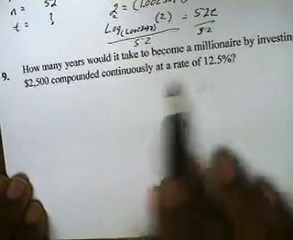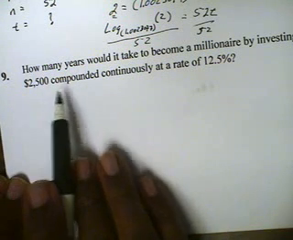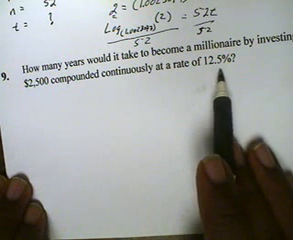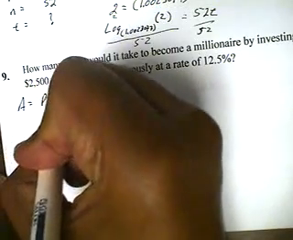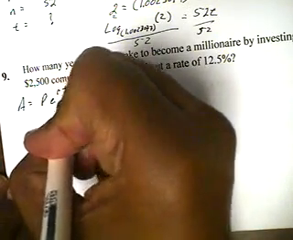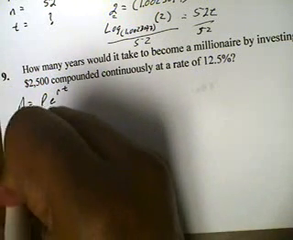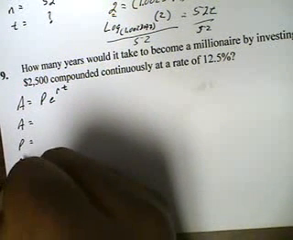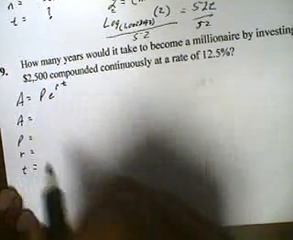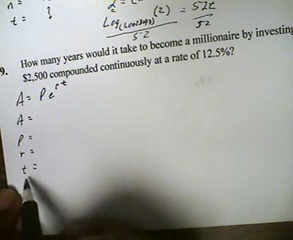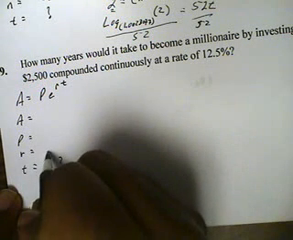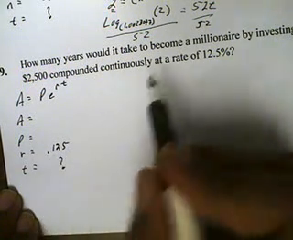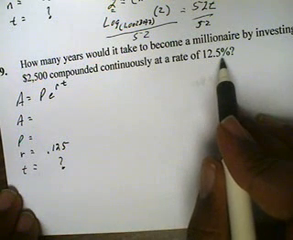How many years would it take to become a millionaire by investing $2,500 compounded continuously at a rate of 12.5%? Okay, well, continuous compounding would be A equals P times E to the RT power. Then we need to find out what A is, what our P is, what the R is, and the T. The time, years, is unknown because we're looking for that. The rate will be 0.125, that's equivalent of 12.5%.